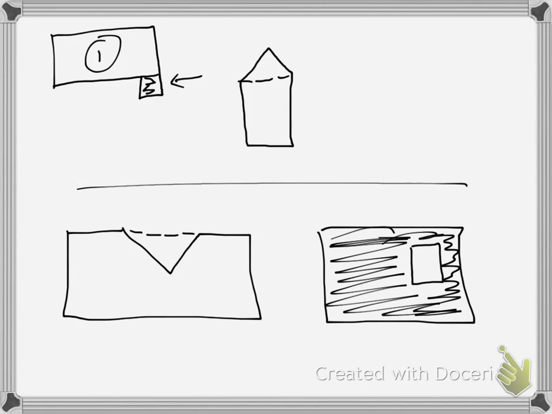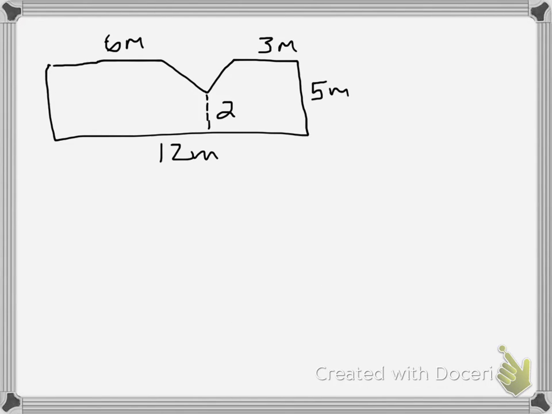Let's get into these. Okay, in this first one we have a rectangle shape, but it is missing a bit of a chunk right here. And we need to figure out the area of this rectangle. So I might imagine this as a regular rectangle, and then I'm going to figure out the area of that regular rectangle first. So let's do that.